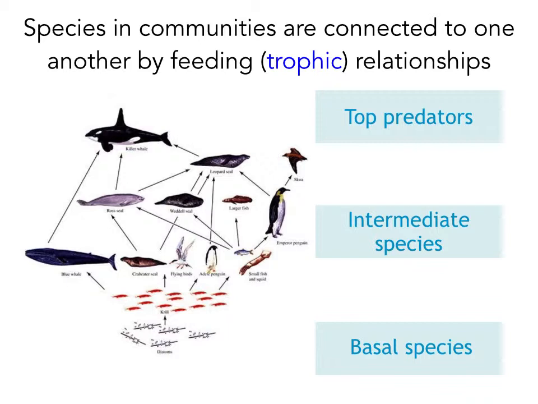You'll notice also that there are more basal species and intermediate species than top predators. This is because energy is lost as it moves from one trophic level to another. We'll talk more about this when we talk about ecosystems and productivity later.